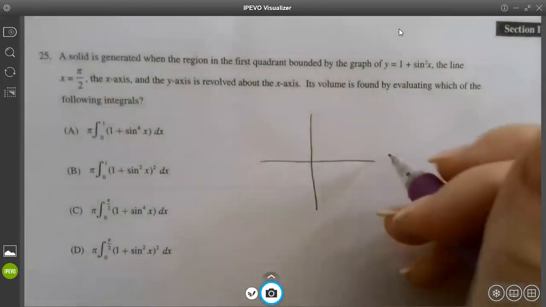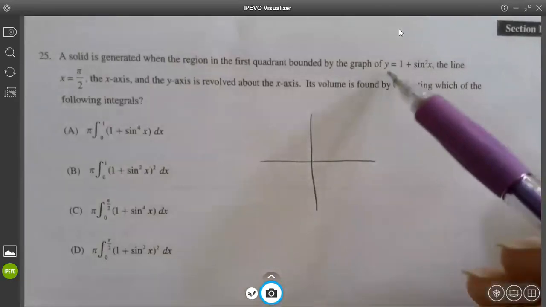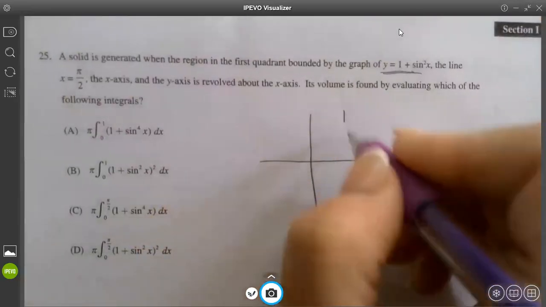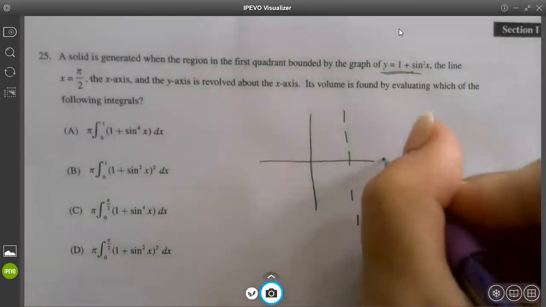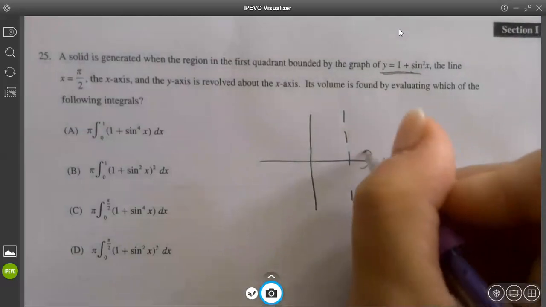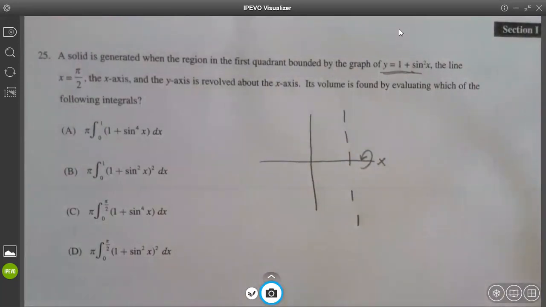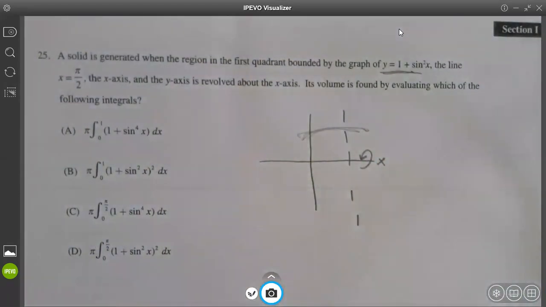Think about this. The line x equals pi over 2 is going to be a boundary over here. The x-axis is also a boundary. We're revolving it around the x-axis. That means that's the bottom. It's got to be the bottom. Does everybody understand that? Because 1 plus sine squared x is going to be up here somewhere. It doesn't matter. This does not have to be a perfect sketch. It's just so you can visually see which one's the top and which one's the bottom.